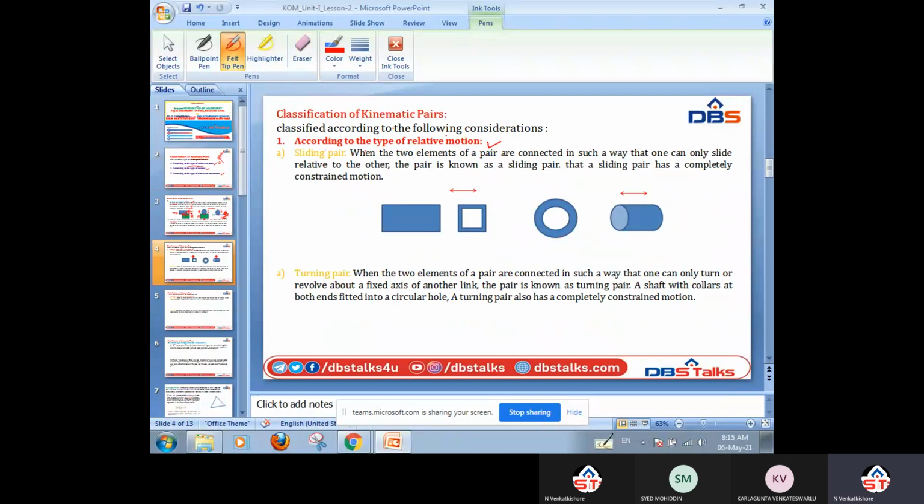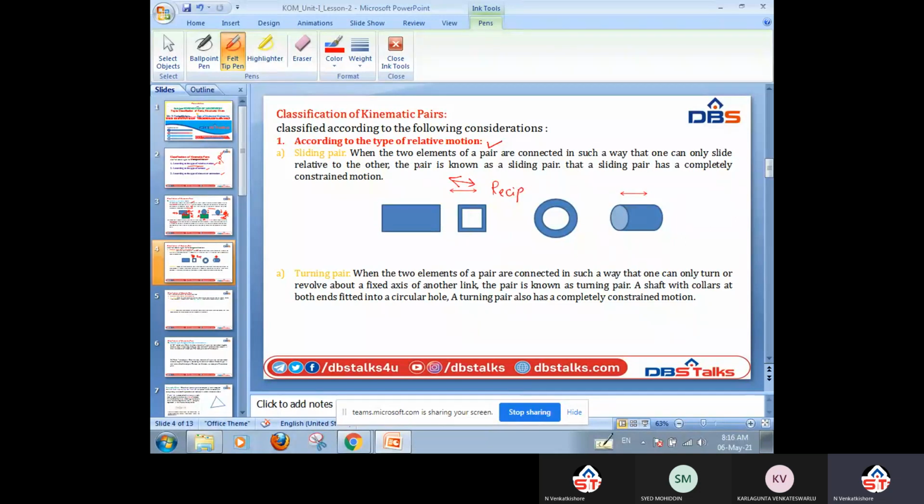The completely constrained is nothing but the motion in a specified direction, or the motion between the pair is limited to a definite direction irrespective of the direction of force applied. We will call that a complete constraint. That means, suppose let us consider a square hole. The square bar can be inserted only in which direction? Either forward or backward, that is, reciprocating motion only.